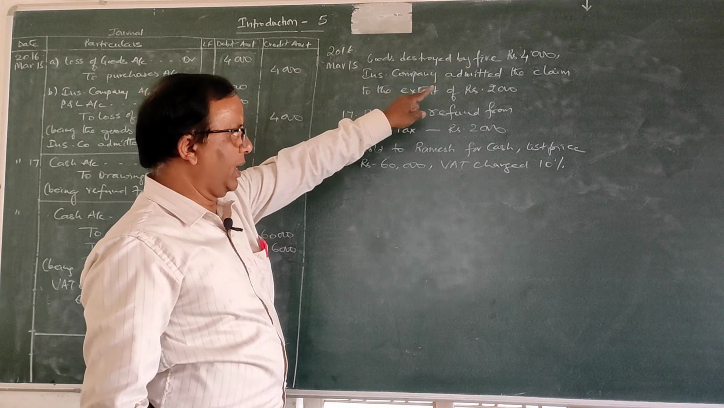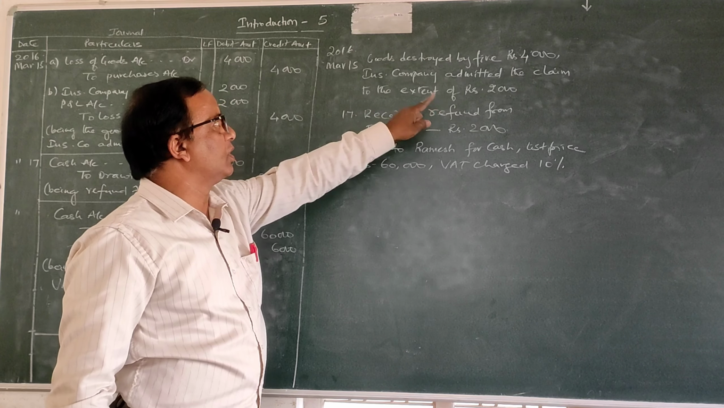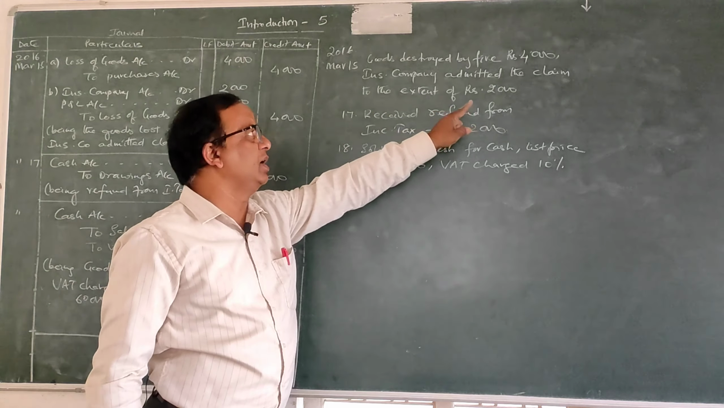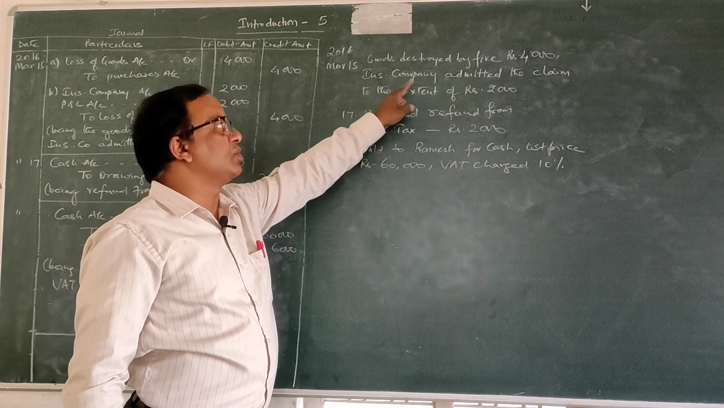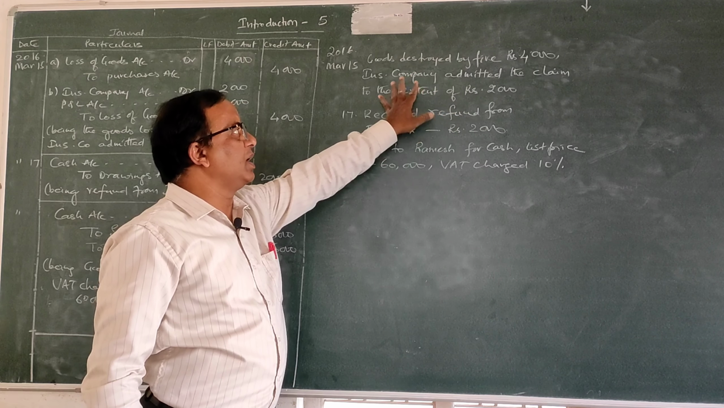Goods destroyed by fire 4,000. Insurance company admitted the claim to the extent of 2,000. That means here, according to your books, 4,000 worth of goods are destroyed by fire. And the insurance company, because these goods are insured, has admitted to pay 2,000 to you. So at that time, how should we write the entry?